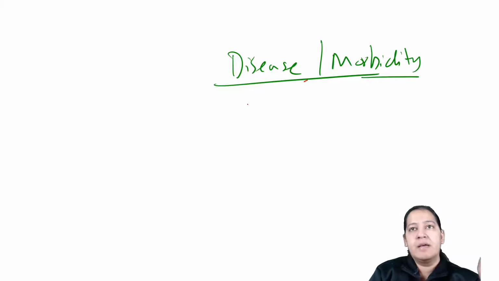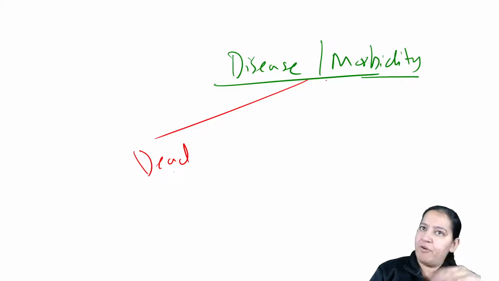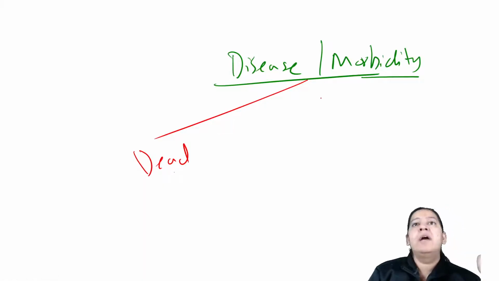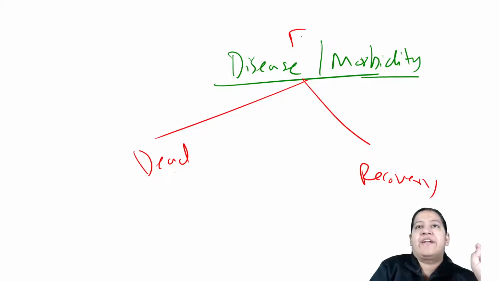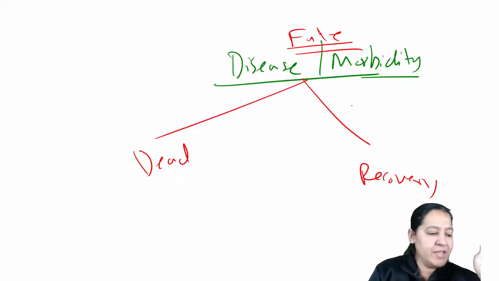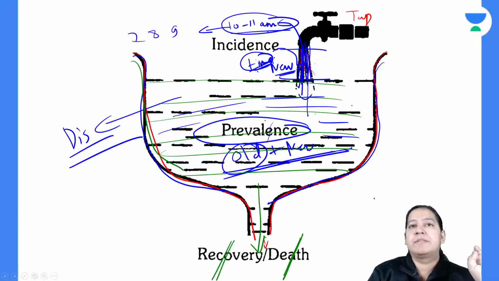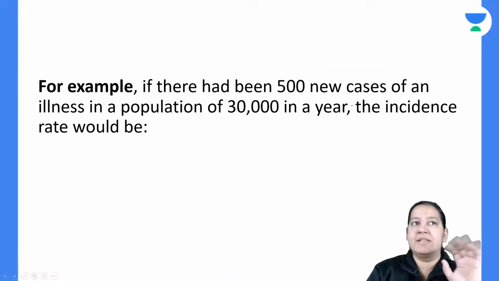Either the person is dead, so he has escaped from the disease, or he will recover. So there are only two fates of disease morbidity. Give me a thumbs up, that is the exit. Everyone give me a thumbs up. So that is the incidence prevalence diagram, right?